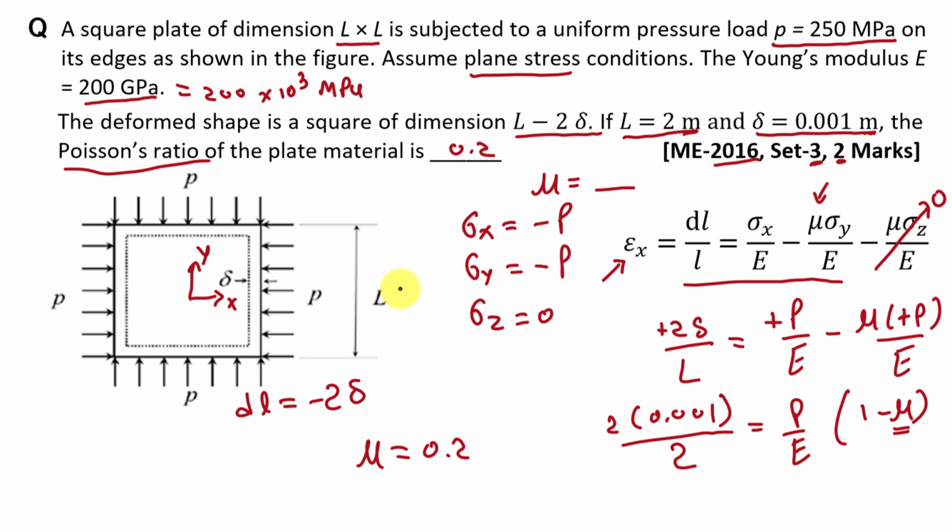Now see, here you may think that we can apply this equation mu is equal to minus lateral strain divided by linear strain, right? But it is for axial loading condition. It is not for 2D loading condition or 3D loading condition, fine.